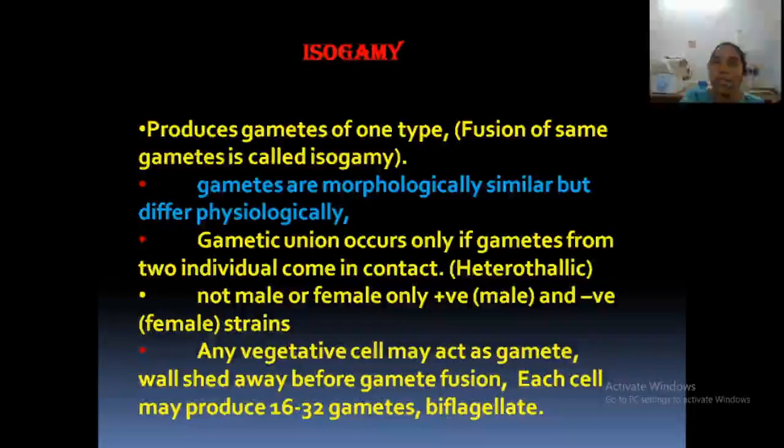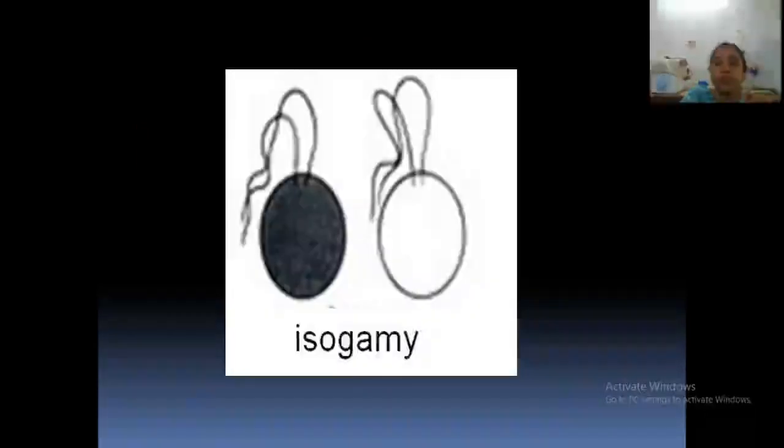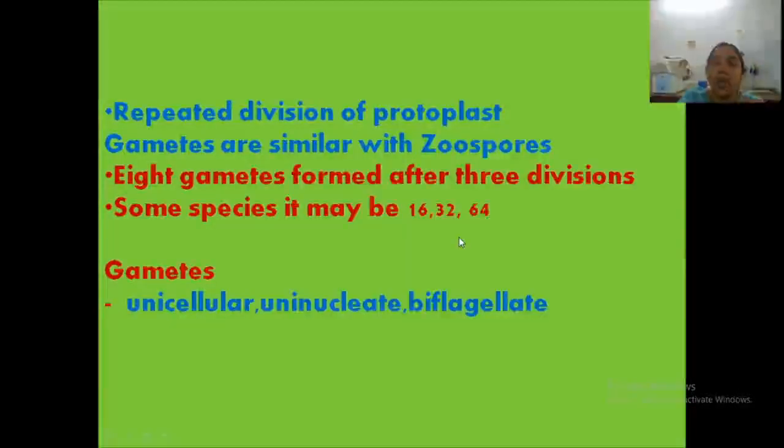So gametic union occurs. How are these gametes formed? Any vegetative cell, any Chlamydomonas cell, which is unicellular, can act as a gamete. Before gamete fusion, each cell undergoes division and produces up to 16 or 32 gametes, and all the gametes are biflagellate, meaning two flagella. See, this is the fusion of isogametes, similar gametes. Shape and morphology are the same, but they are marked differently because physiologically both are different. Clear? See how it is formed.